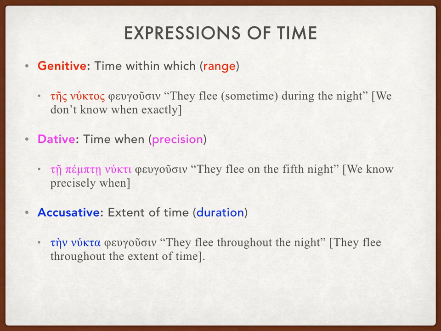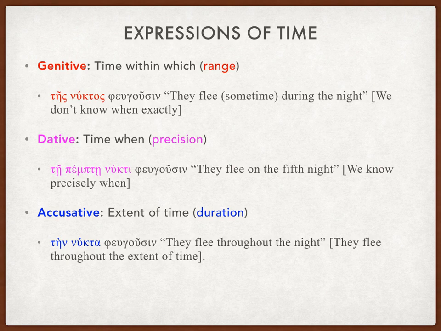The accusative, finally, doesn't express a precision, doesn't express a range, but instead expresses duration of time. So changing the first sentence from tes nuktos to tein nukta felgusin means something very different. It doesn't mean they flee the night. They're not running away from the night. Instead, it means, expressing time here, they flee throughout the night. They didn't just flee at one point during the night, maybe just in the evening or just before dawn, but they fled the whole time, the entire duration of the night.